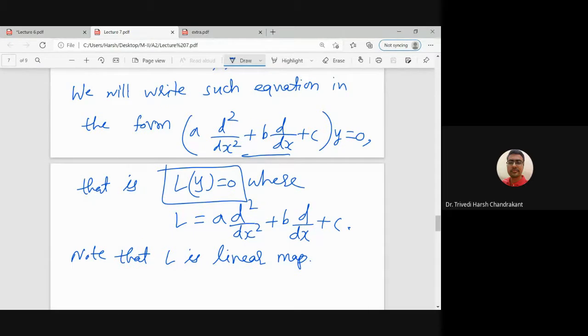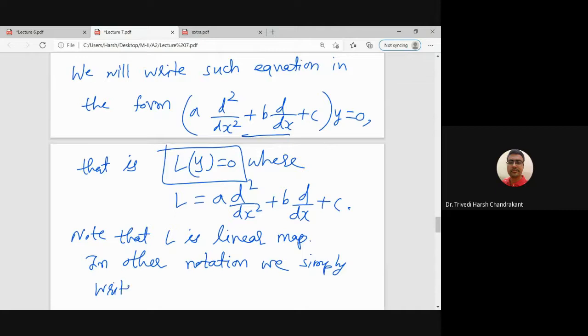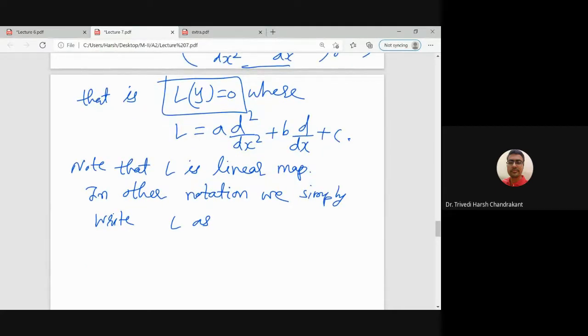And in other notation, we simply write L as, so instead of writing d square by dx square, we will write D operator. So D represents d by dx, right? And D square represents d square by dx square. So whenever we have this operator, we'll use either this notation or this notation for L.